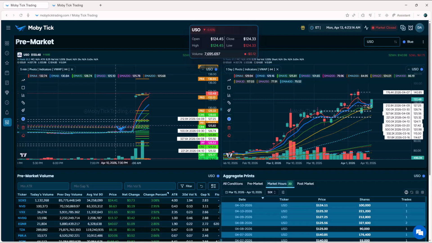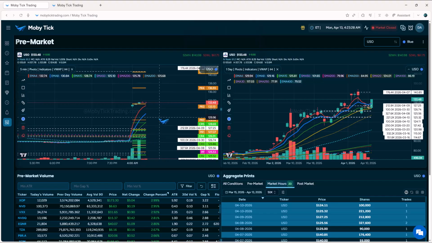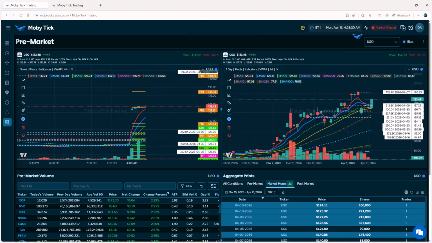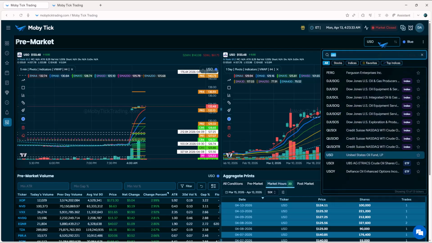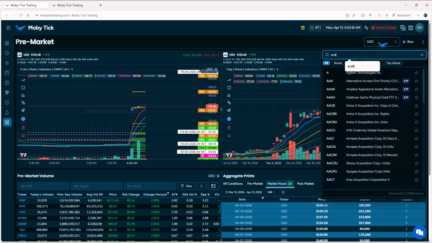I've got my 200 simple, 200 exponential, my 50 simple moving average, and this one right down here is the post market. And you can see it just went sideways and then it gapped up. So this is tough in here on the retracement side. It's much stronger on the upside. So let's go ahead and look at SANDISK.